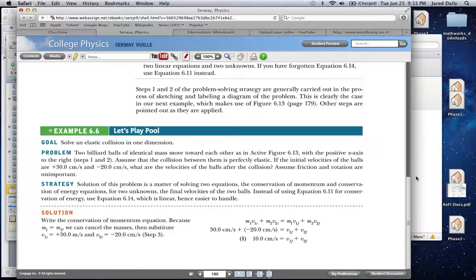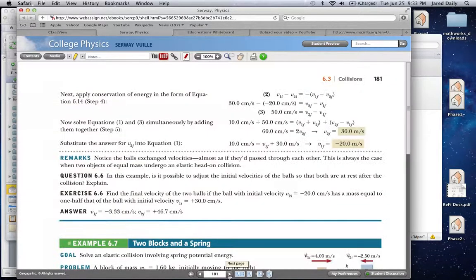Well, we have two equations we can use. Conservation of momentum, which is the first equation they use. And what they find out is that they have two things they don't know. The final velocity of both balls, they don't know. So they have an equation that tells us if we add the two final velocities, we get 10 centimeters per second, but it doesn't tell us what either of them are. There's an infinite number of possibilities that can satisfy that equation.